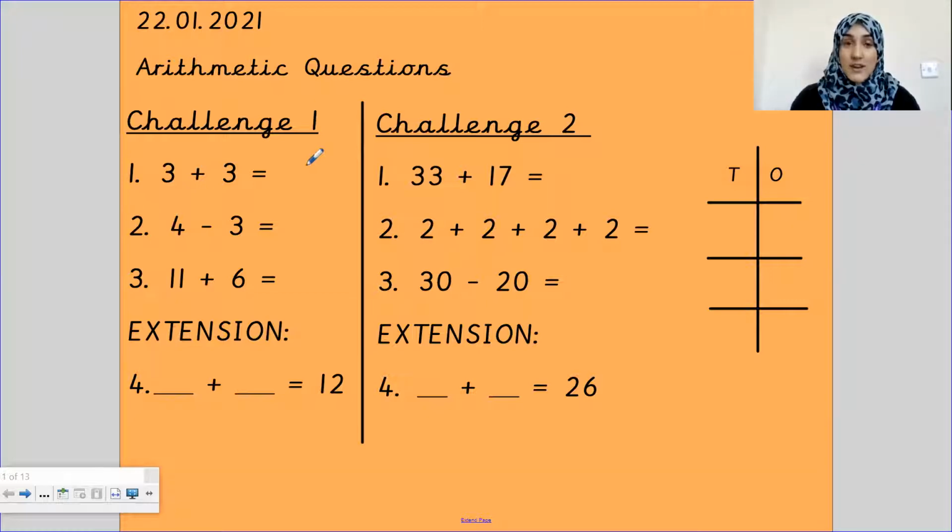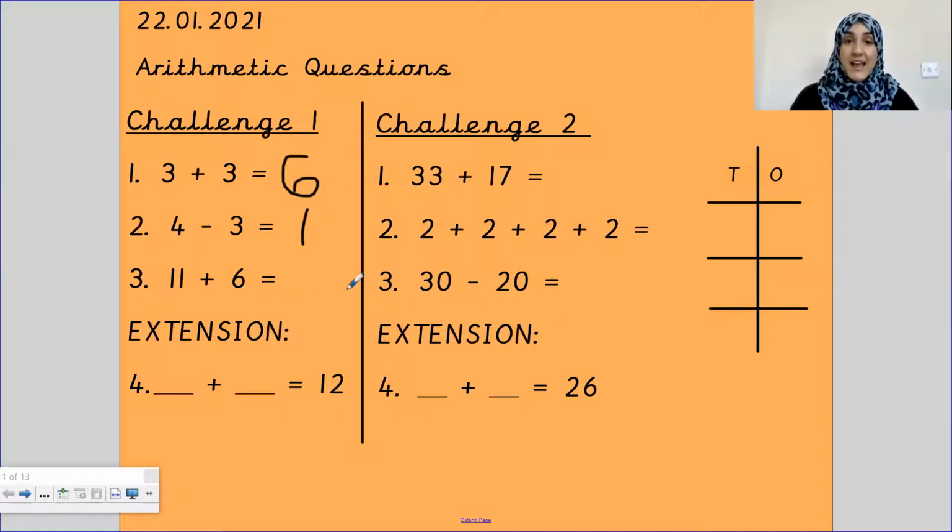Let's start with challenge 1, question 1. We've got 3 add 3. So I'm going to hold up 3 fingers and another 3 fingers and count how many I have all together. So that's 3, 4, 5, 6. I have 6. 3 add 3 equals 6. Well done. Number 2, I've got 4 take away 3. 1, 2, 3. 4 take away 3 is 1.